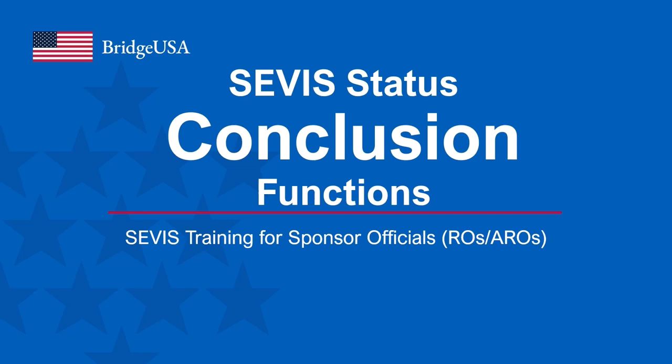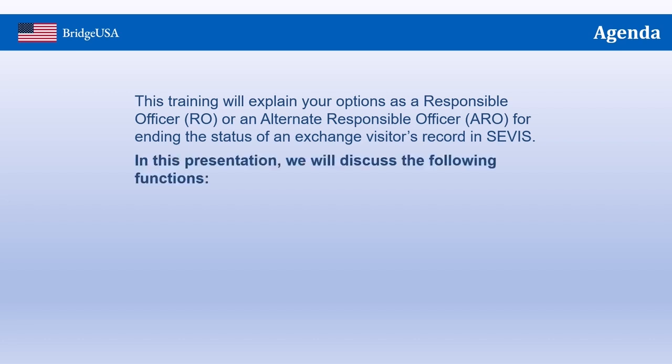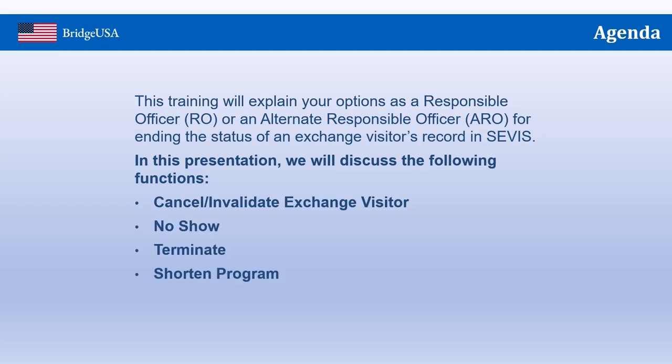Welcome to the SEVIS Status Conclusion Functions training. This training will explain your options as a responsible officer or an alternate responsible officer for ending the status of an exchange visitor's record in SEVIS. In this presentation, we will discuss the following functions: cancel, invalidate exchange visitor, no-show, terminate, and shorten program.